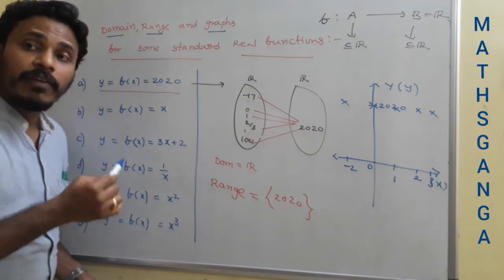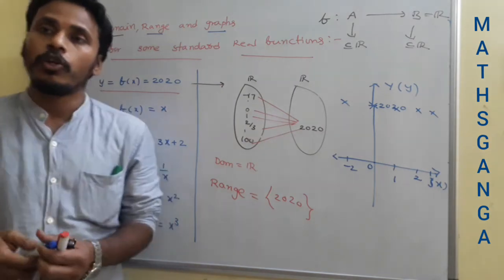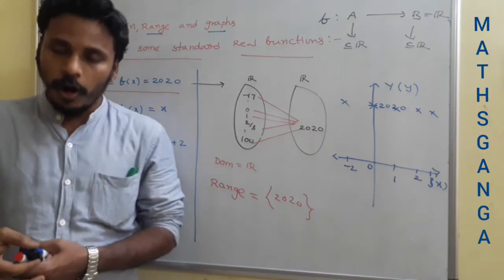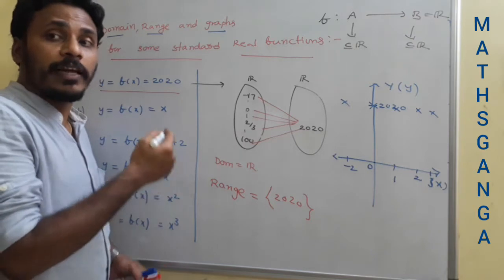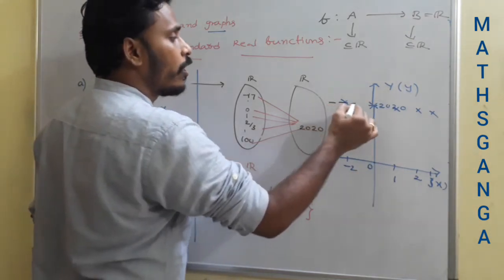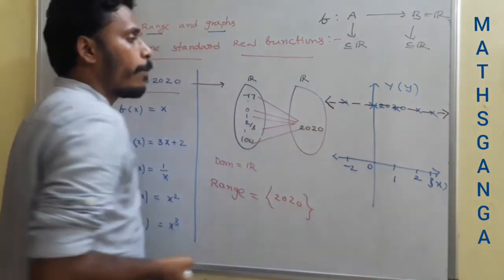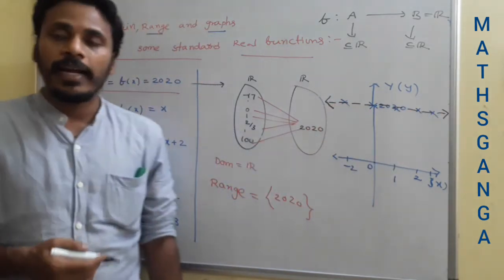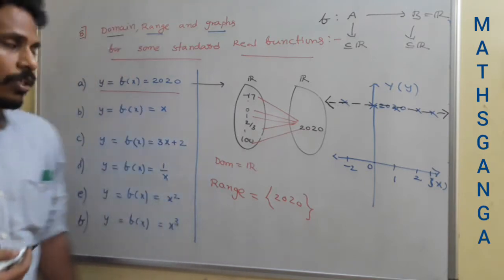For every real value on the x-axis, for every real value of the domain, the corresponding image must be at 2020. So for all the points the image is at 2020, and if you join all those points, it forms a straight line parallel to the x-axis. That's the graph for y is equal to f of x is equal to 2020.